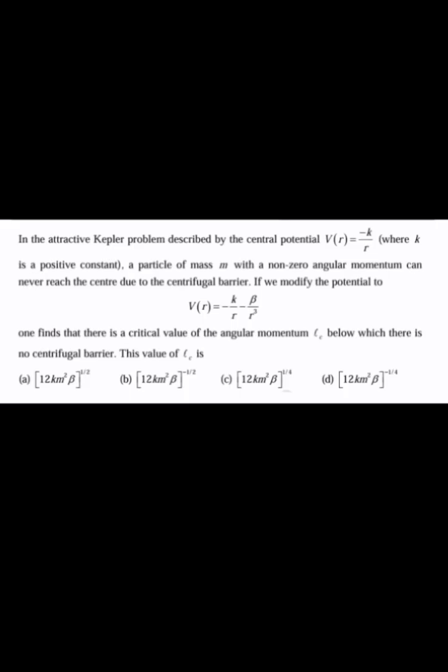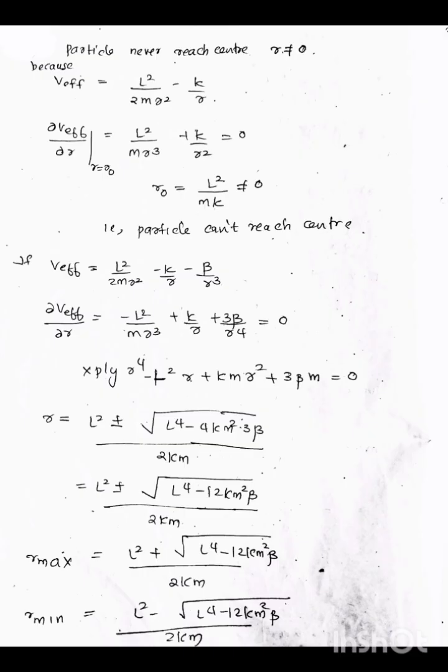The next question is, in the attractive Kepler problem described by the central potential V equal to minus k by r, a particle of mass m with a non-zero angular momentum can never reach the center due to the centrifugal barrier. If we modify the potential to V of r equal to minus k by r minus β by r³, one finds that there is a critical value of angular momentum Lc below which there is no centrifugal barrier. This value of Lc is dash. And here it is mentioned that the particle never reaches the center because r is not equal to 0.